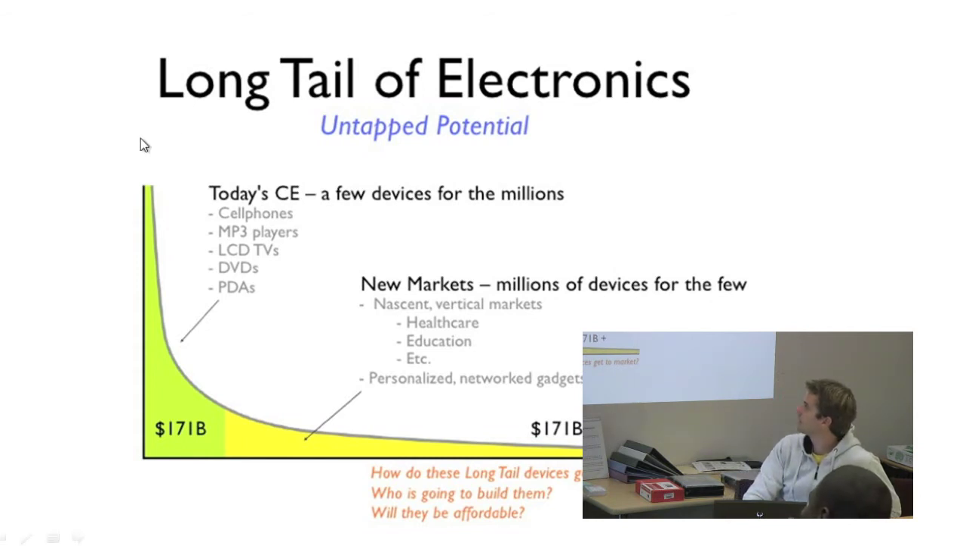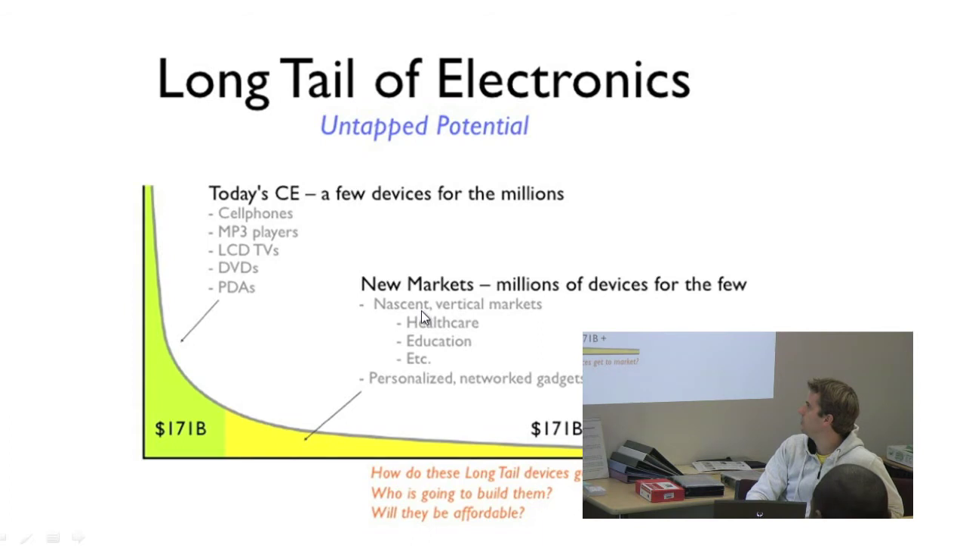But basically, there's what's known as the long tail of electronics, which is this untapped potential. If we look at the amount sold on this axis versus the money which is available along here, we have this huge thing. Today's consumer electronics, cell phones, MP3 players, LCD TVs, DVDs, PDAs: no one makes anything unless they know they're going to sell millions of them, because it's just not worth it. However, there's all the stuff down here where you're only going to be selling a few of them, but you can charge more for it. That is almost completely untapped.